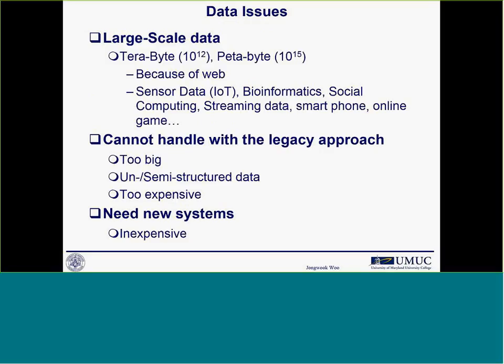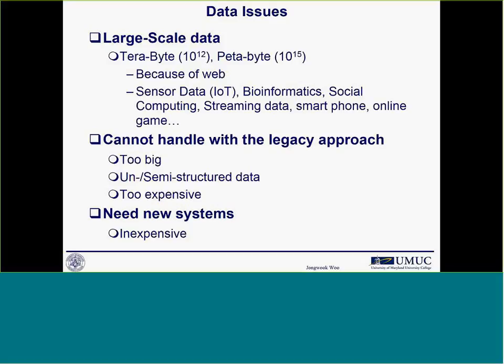First of all, there have been data issues because of large-scale or massive data sets that are greater than a terabyte or petabyte. That is because of web data; we have too many websites. Also, we have too much sensor data related to IoT, the Internet of Things. Basically, it is the sensor. Sensors generate too much data by checking your room temperature, or your vehicle, or airplane, or the parts.